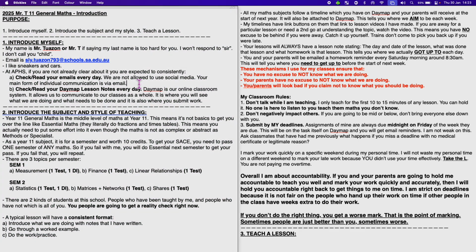You've got 2 requirements here. I'm not allowed to run social media. It'd be much easier to have a Discord so that we could constantly keep in touch, but that's social media, not allowed to do it. So check and read your emails every day.